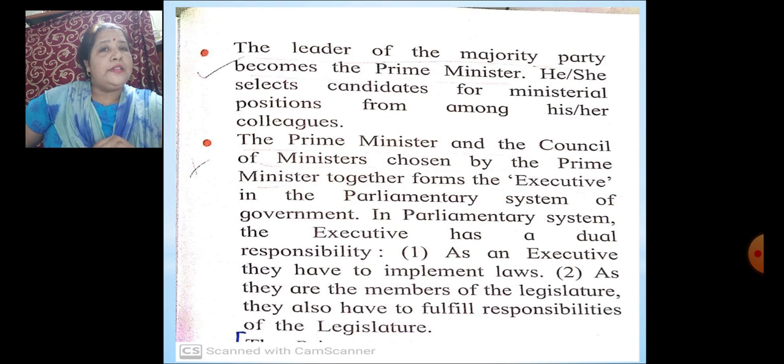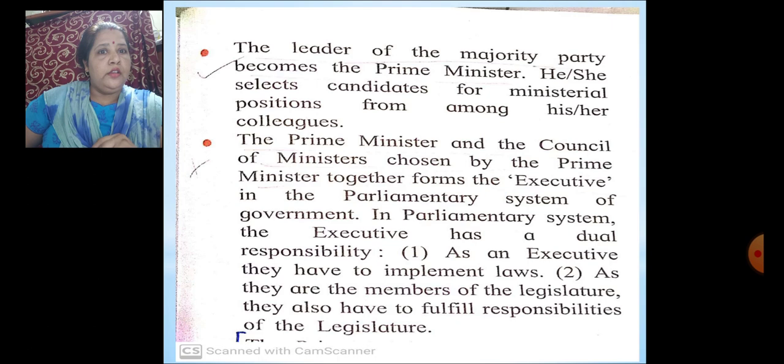In the parliamentary system, the executive has a dual responsibility. What is the meaning of dual responsibility? Double duty, double work. So what is that double work? First, as an executive, they have to implement laws. What is implementing the laws? Putting the laws into action. That is called implementing the laws.